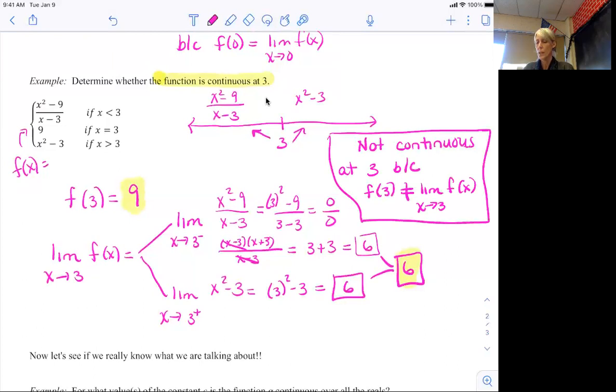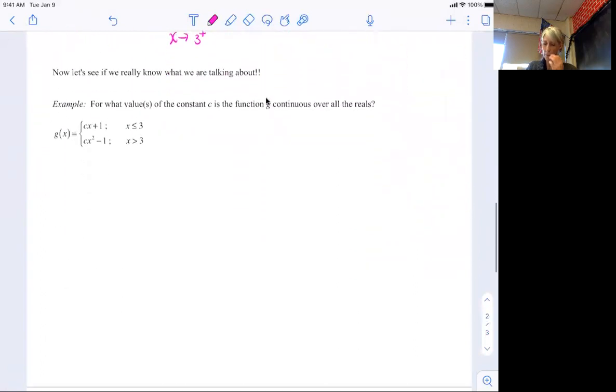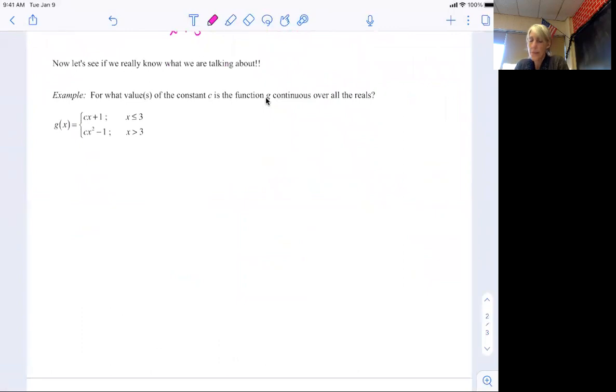Okay. So I just wanted to go back and review some different situations and just to sort of solidify things for you guys. Now let's see if we really know what we're talking about. And this is like a typical AP style question. For what values of the constant c is the function going to be continuous over all real numbers? So think about what needs to happen. Our function value has to match our limit. So what would I get when I plug in 3?